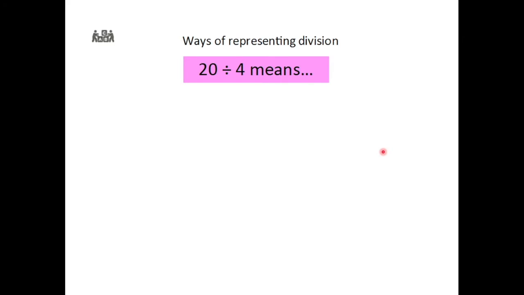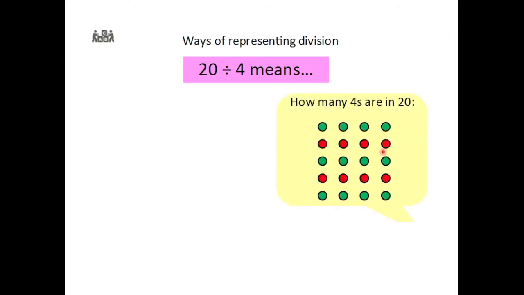So what I want to do is just look at an example, just the different ways of how to represent division. So if we look at this one question, we've got 20 divided by 4. There's different ways that we can look at this question. So the first way we can look at it is by looking at how many 4s go into 20.